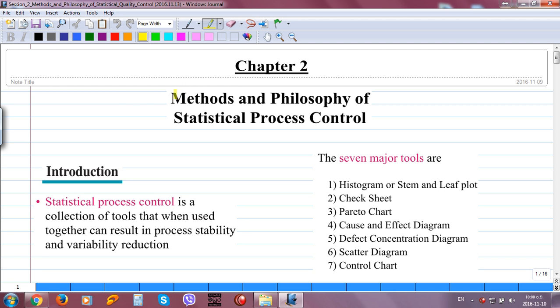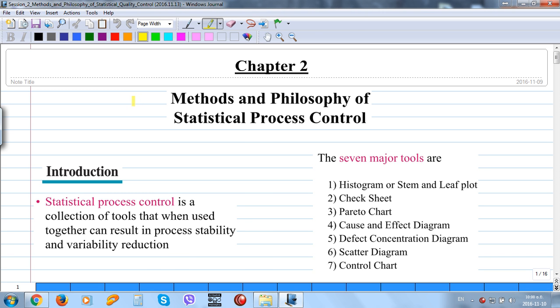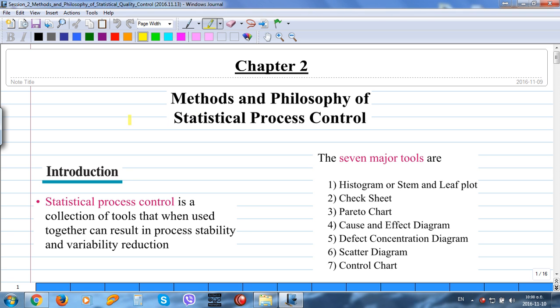So we are getting the background knowledge for those two lessons. I think you can understand this lesson by reading also. Anyhow, I am going to brief the important facts only. If you need a clear understanding of those things, you have to read the lecture notes again. So this is the methods and philosophy of statistical process control.